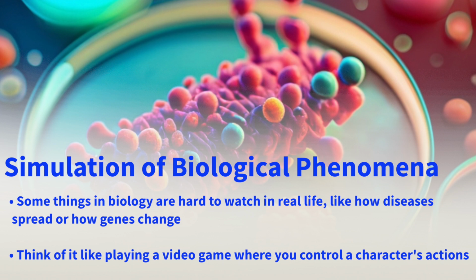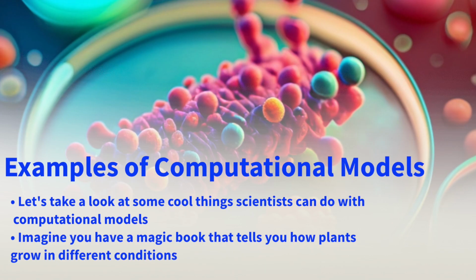Some things in biology are very hard to watch in real life, like how disease spreads or how genetic changes can bring about completely new outcomes. Computational models help us see these processes by simulating them inside a computer. Now, there are some examples of these computational models. Let's take a look at some cool things that scientists can do with them. There are examples where computers have been used to understand biology in a way we can't really see in real life. Let me talk about the use of these models.